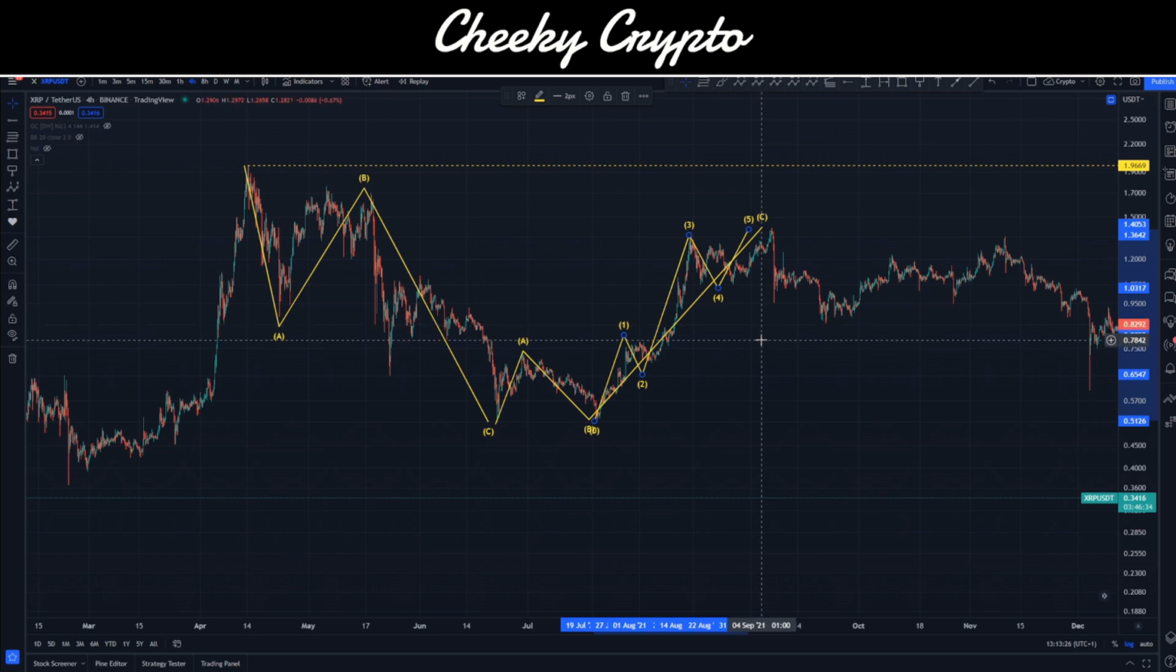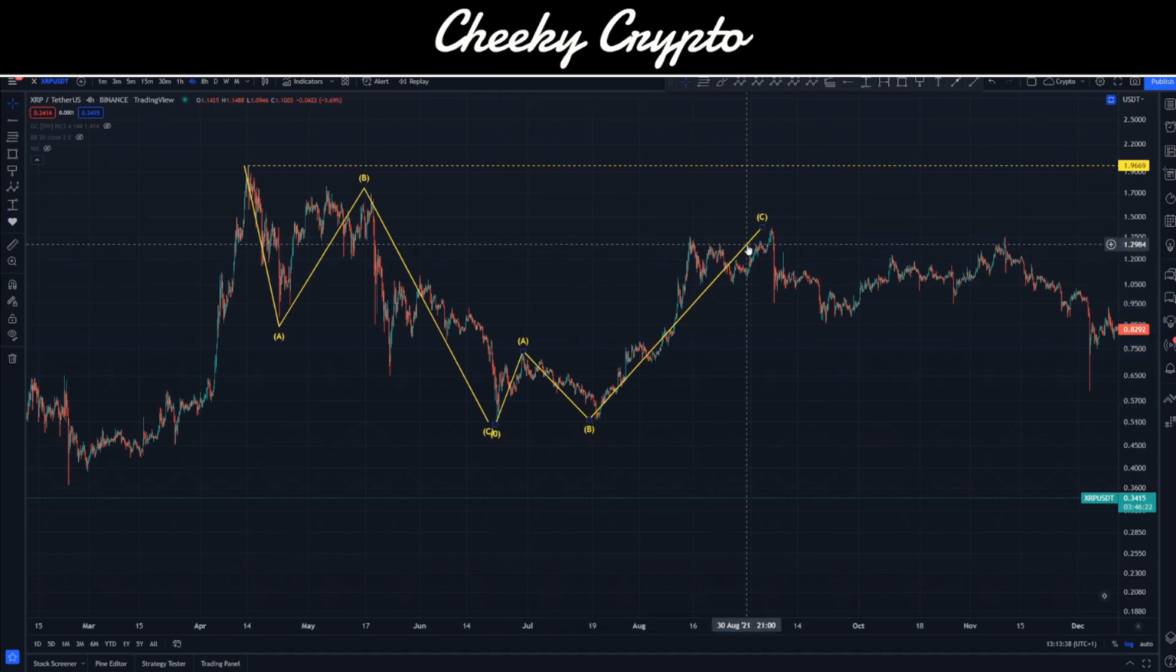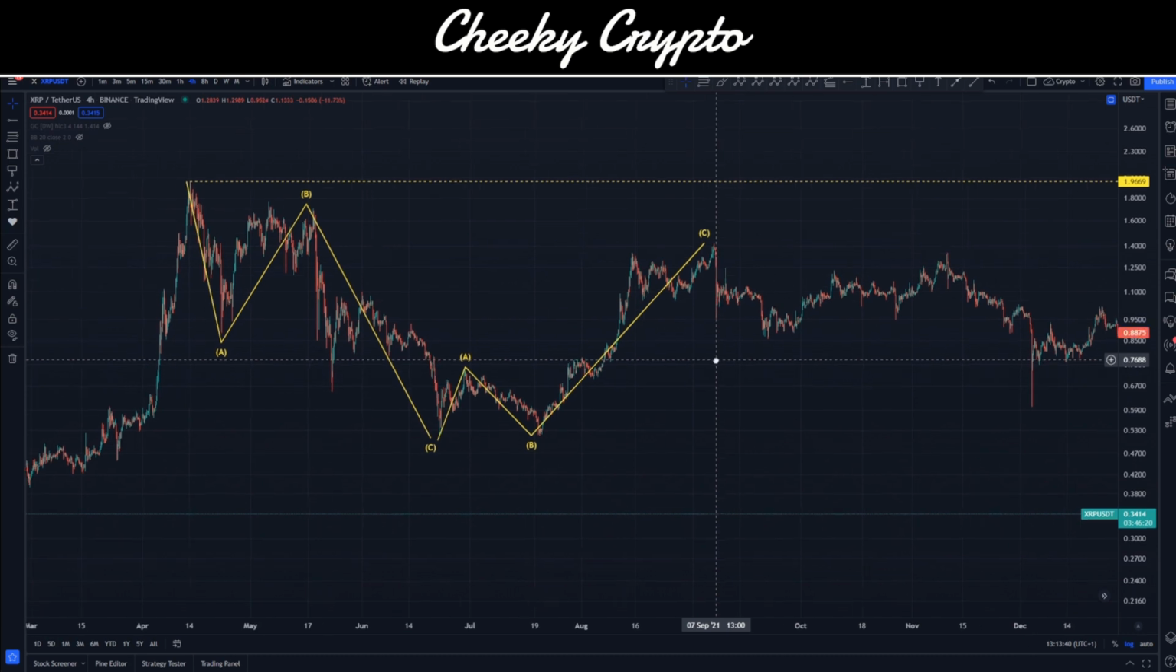What it is not showing us is something like a 5-3-5-3-5, which is the actual correct structure of an impulsive move. So when we start seeing a five-wave move inside a C wave, we know it's a 3-3-5, and it is just corrective short term. It's not going to continue going up, for example.